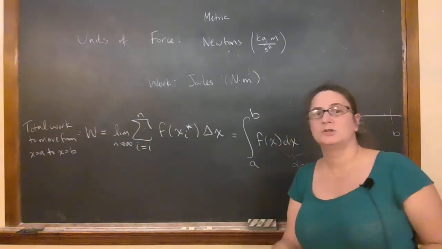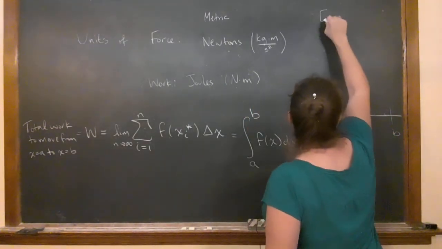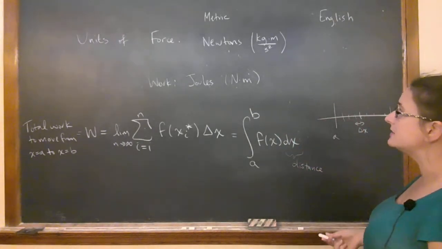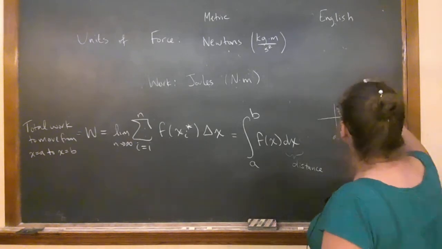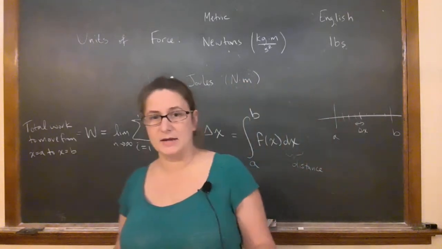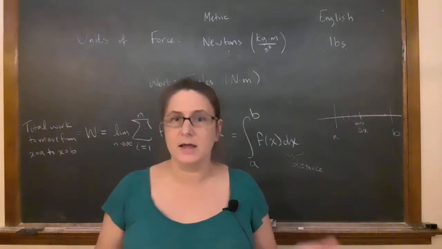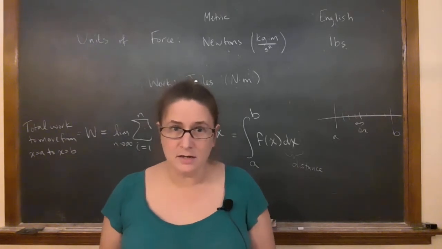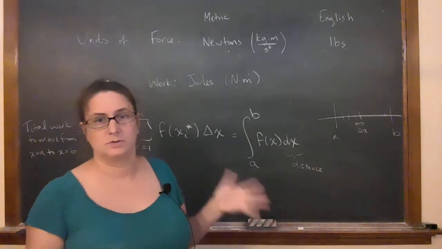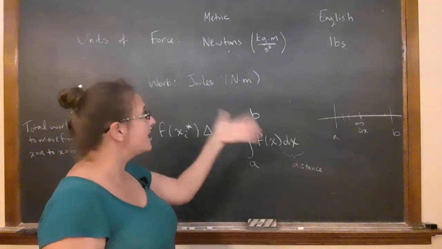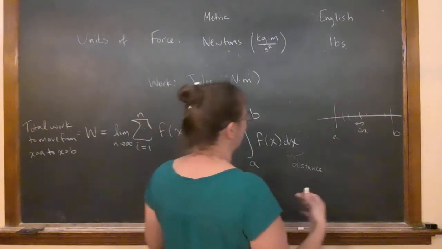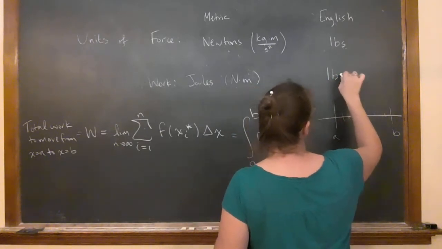Now, when it comes to English units, we've got pounds as a force. Although we think about pounds as the weight of something, weight is actually a force, because it includes gravity. So your weight is a force. Remember the mass is slugs or something. I hate English units. But weight is already force. And work, then, force times distance, is foot-pounds.